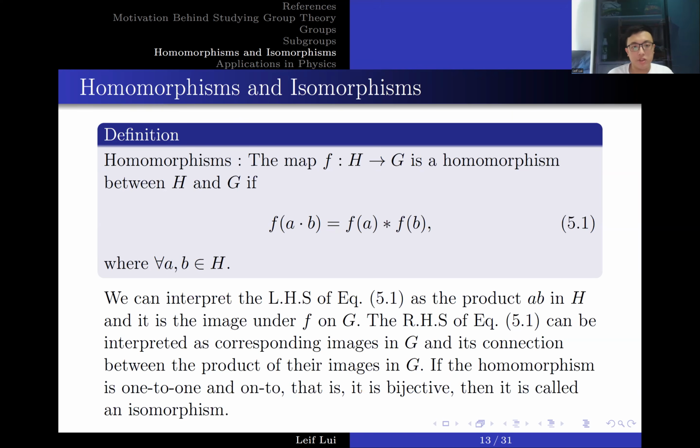And what happens is that we can interpret the left-hand side of equation 5.1 as the product of a and b, there should be a dot here, but it doesn't really matter. So a dot b in H, and it is the image of f in G. And the right-hand side of equation 5.1 can be interpreted as the product of their images in G. So if the homomorphism is one-to-one and onto, or in other words, if it is injective and surjective, then it is bijective, and then this is called an isomorphism.